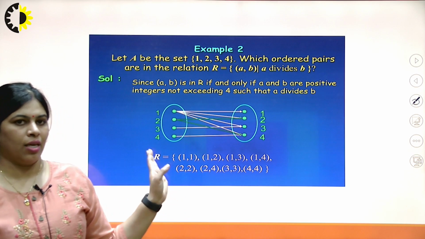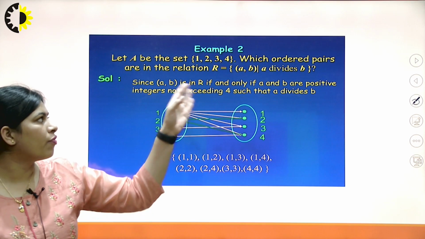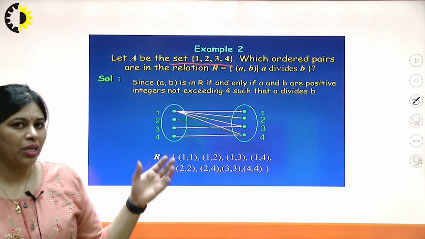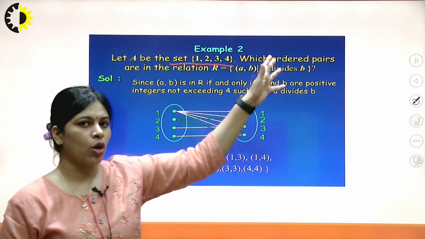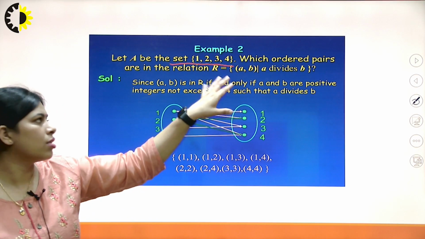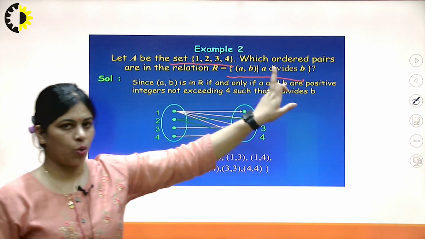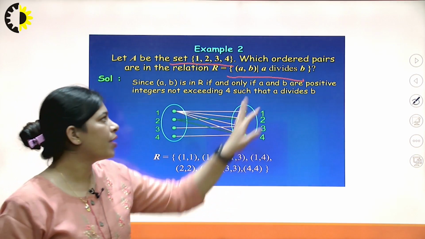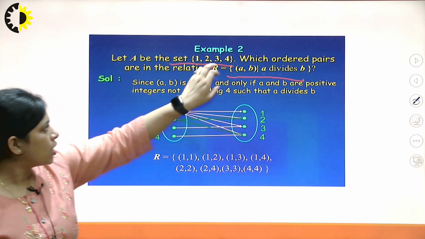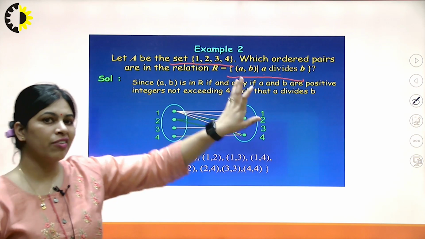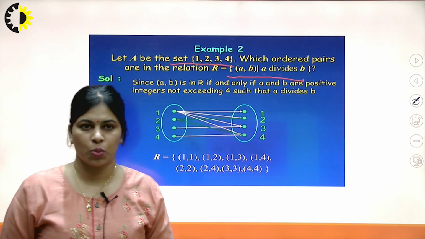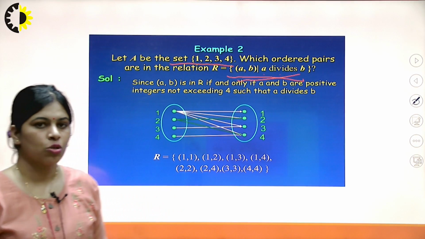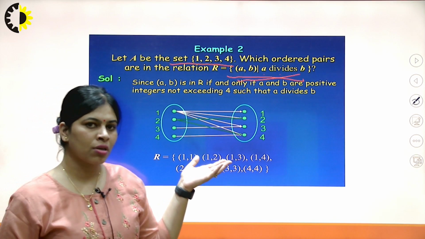Example 2. Let A be the set {1, 2, 3, 4}. Here is the set A. Which ordered pairs are in the relation R? This is asking which ordered pairs are in the relation R. The condition is given over here. The condition is all about (a, b). So the ordered pairs must be only those where a divides b, meaning the elements present in set A divide the elements present in set B. So we will consider only those ordered pairs that satisfy this condition. So let us check what pairs satisfy it.